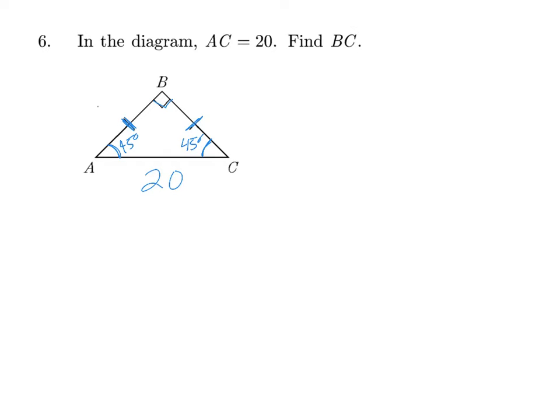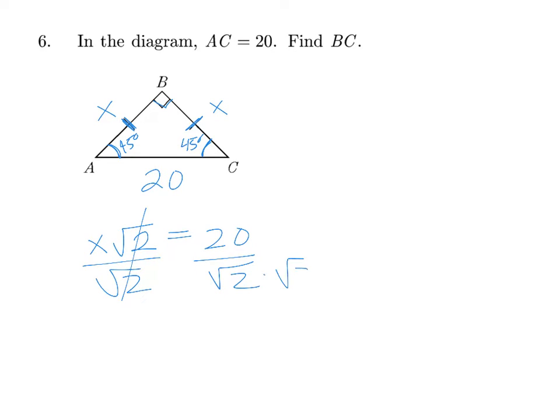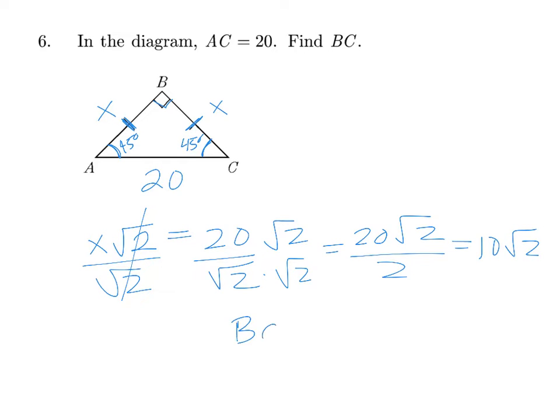What do you do to the leg to get the hypotenuse? You multiply by square root of 2, and that gives you the hypotenuse. So now I'm just going to divide by square root of 2. I need to rationalize the denominator. So I get 20 square root of 2 over 2, which is 10 square root of 2. So BC is equal to 10 square root of 2. Done.